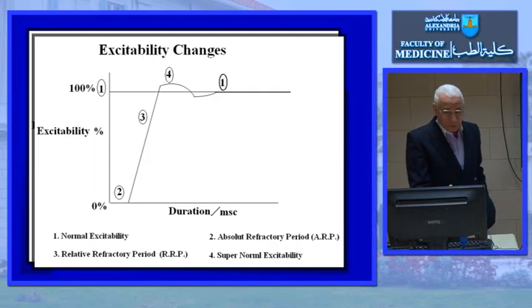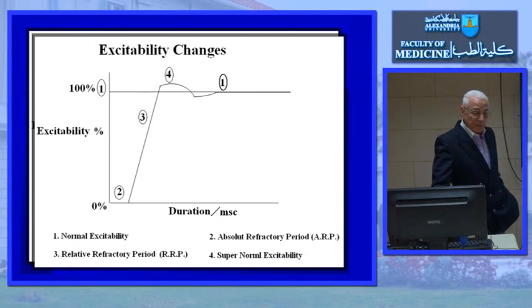Excitability changes occurring in the cardiac muscle. First, we must define what is meant by excitability. Excitability means the ability of the cell, the living cell, to respond to a stimulus. For each impulse, the muscle or the cell responds by this change.